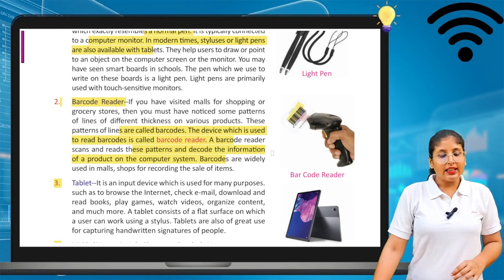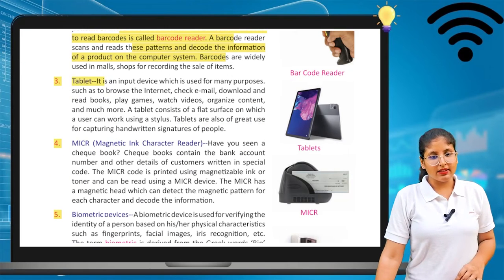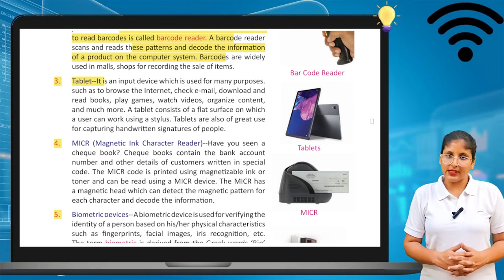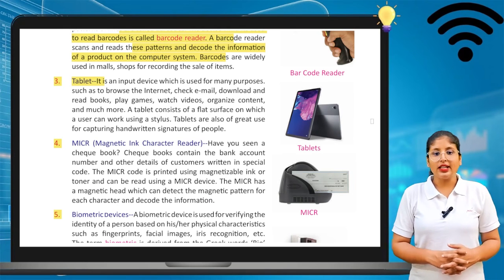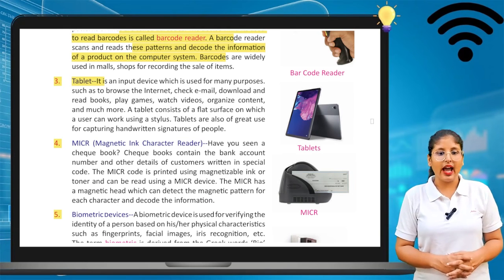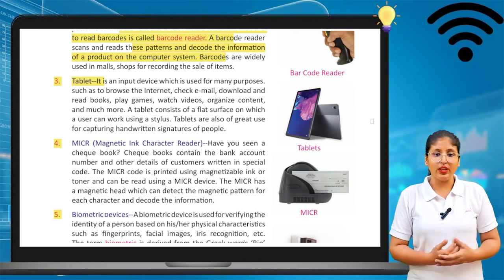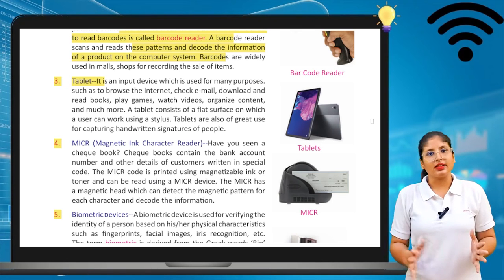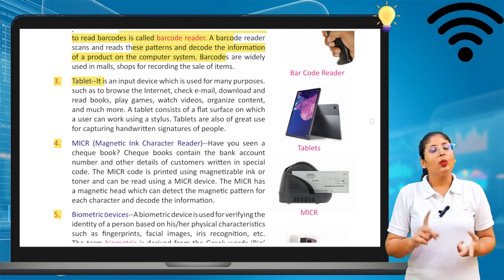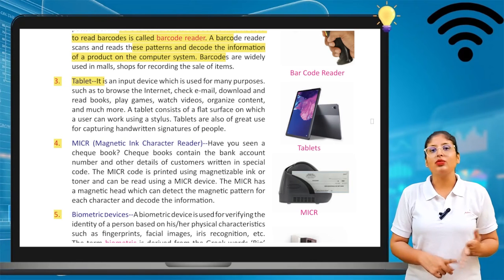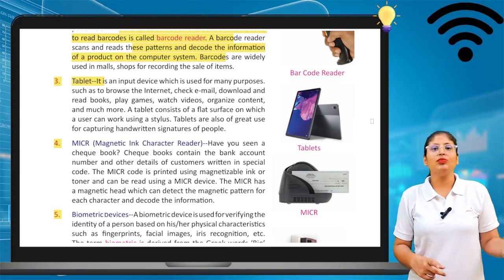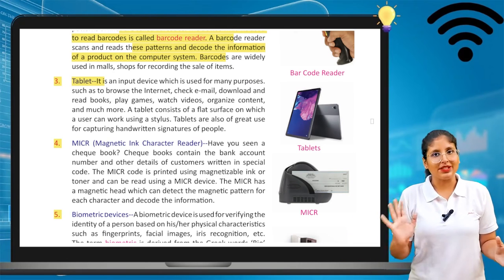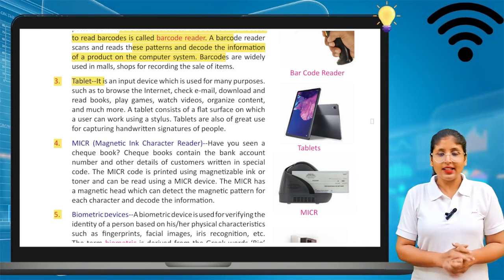Okay, next input device is the tablet. So these are tablets. It is an input device which is used for many purposes, such as to browse the internet, check email, download and read books, play games, watch videos, organize content and much more. With the help of tablets, we can do lots of things. We can read books, chat, call, and browse anything. Nowadays people use tablets for presentations, to read books or play games.